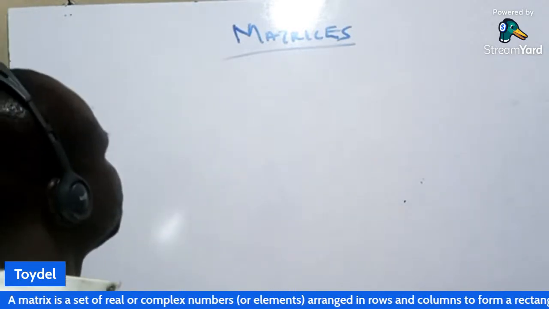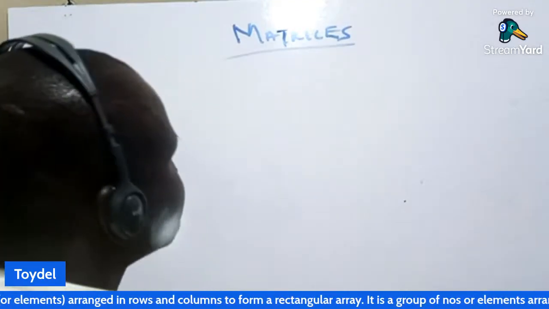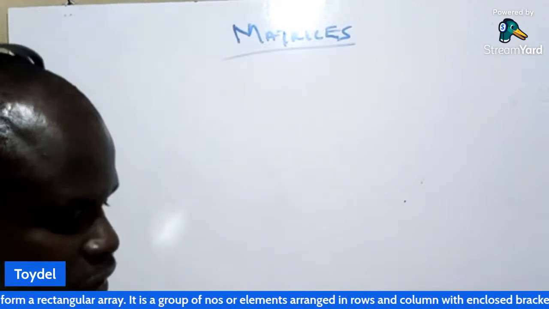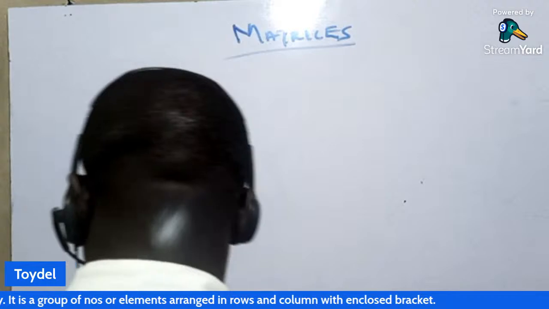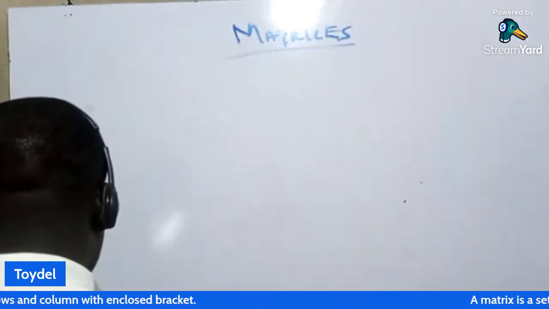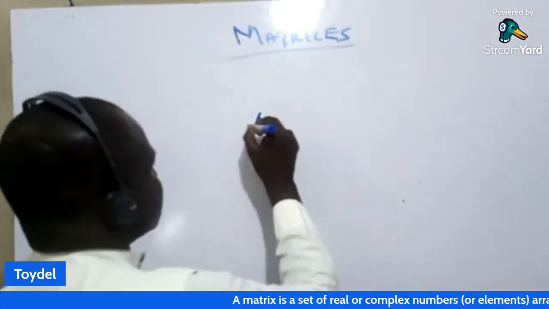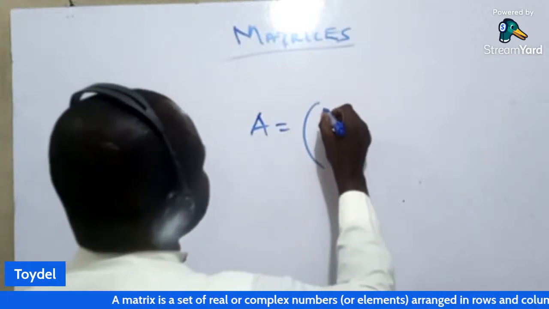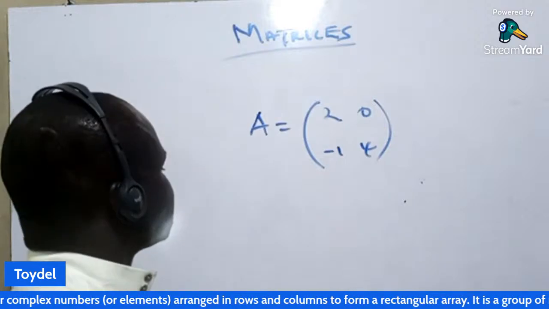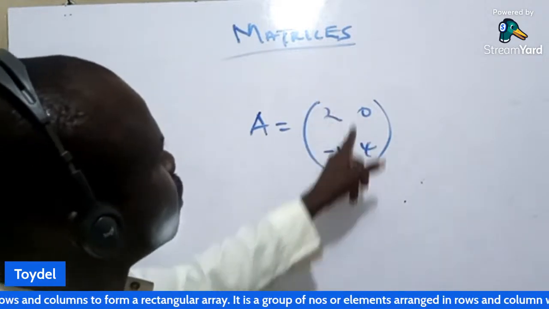So we are going to continue from where we stopped on matrices. Now, in our last class, I introduced matrices and I defined a matrix as a set of real or complex numbers arranged in rows and columns to form a rectangular array. For instance, when you have matrix A, 2, 0, minus 1, 4. So we said that this is a matrix. This is arranged in rows and columns.